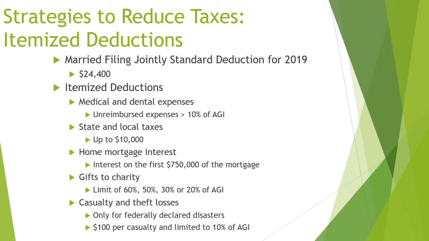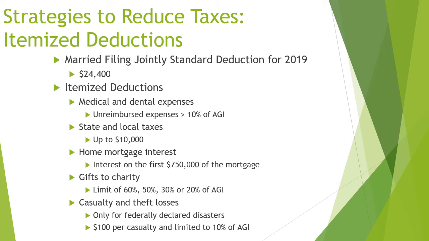The first deduction is for medical and dental expenses. To qualify, you must have unreimbursed expenses that exceed 10% of your AGI, or adjusted gross income. As you both are relatively healthy, this does not fit your current situation. The next is state and local taxes. As you live in the state of Texas, there are no state income taxes and local taxes amount to very little. The next deduction is for home mortgage interest.